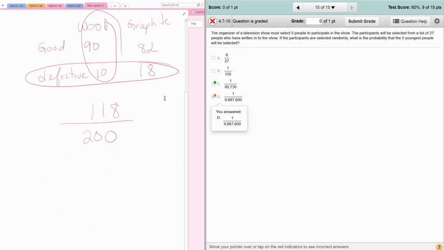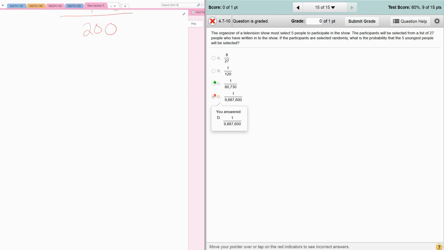Number 15. It says an organizer of a television show must select 5 people to participate in the show. The participants will be selected from a list of 27 people who have written the show. If the participants are selected randomly, what is the probability that the 5 youngest people will be selected? Now, this doesn't say that they're going in a certain order on the show, just that the 5 people are going to participate in the show. So this is going to be a combination. So it's going to be 27C5. That will be our denominator. And then we'll have 1 over that.